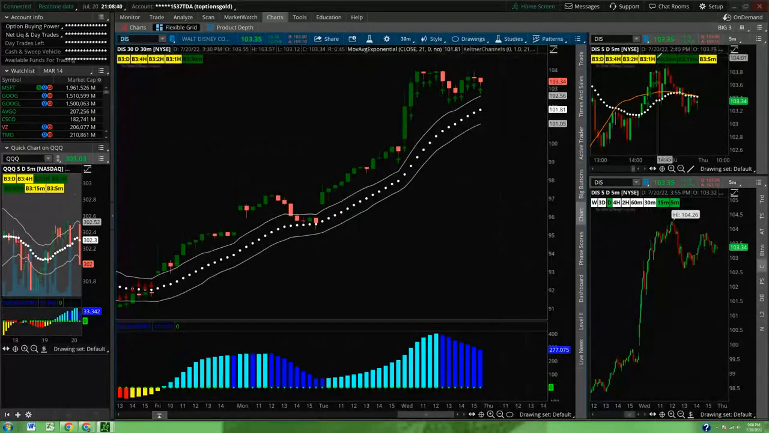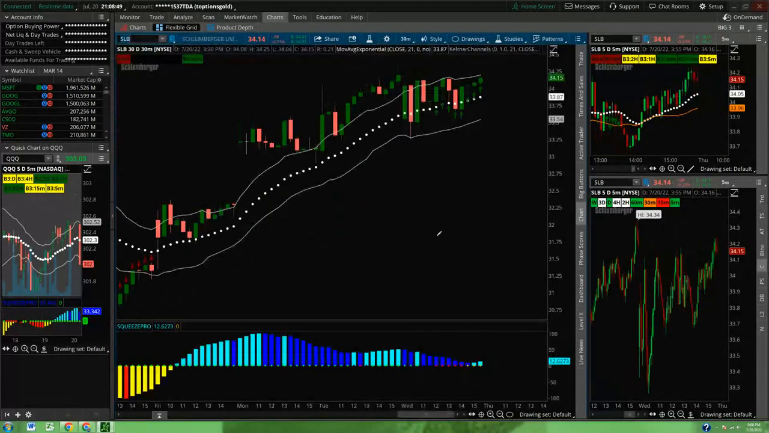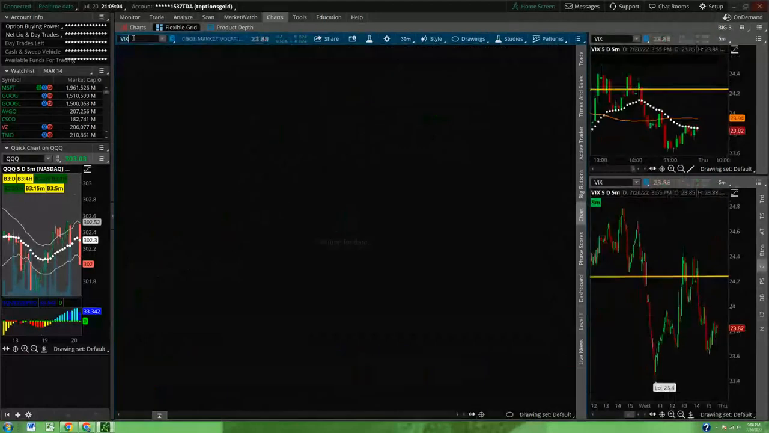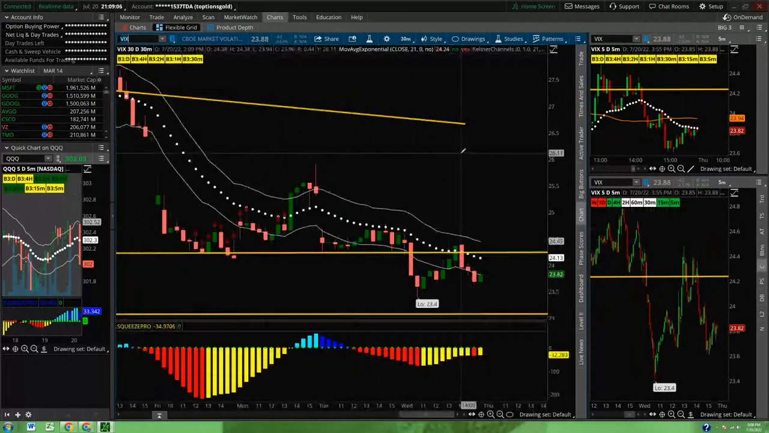Oh, look at that. Disney's got the 15 and the 30-minute. I thought it'd be easier than that. All right, what about SLB? 30-minute, 15-minute. I'm trying to throw you guys a wrench here. What is not looking bullish right now on the 15-minute chart? The volatility index. Would we look for a bullish trade in the VIX right now? Absolutely not. All right, a couple more here, guys, up the 30-minute scan.